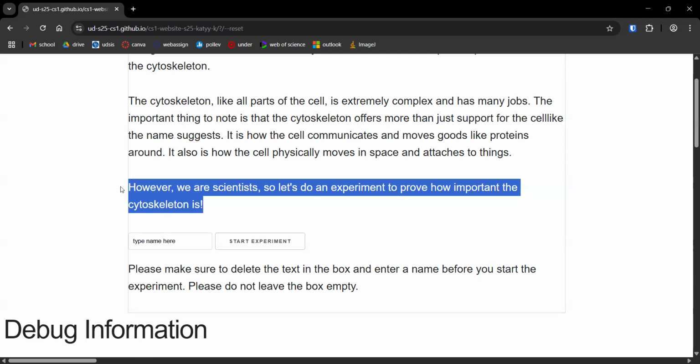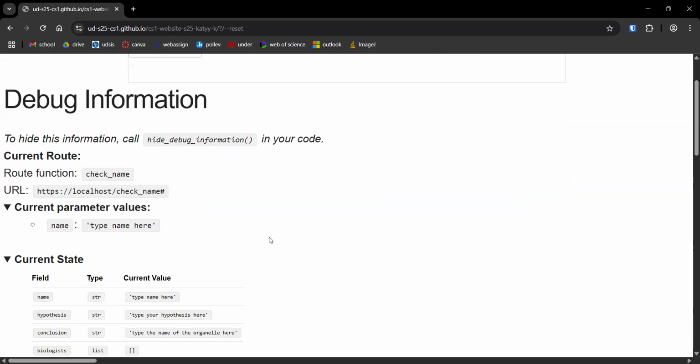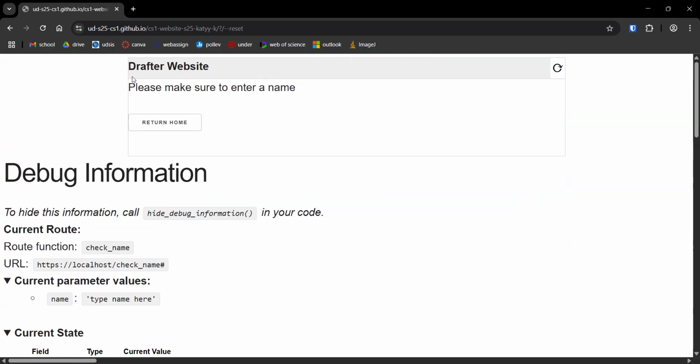I do have this information here on this page, but I think personally that it's important, especially as a scientist, to always make sure you're testing things in vivo, like in real life. So we have an experiment here on the next page, but you need to go ahead and type your name first. I have designed this so that if you leave this like here and just try to start the experiment, it will take you to a page that asks you to enter a name.